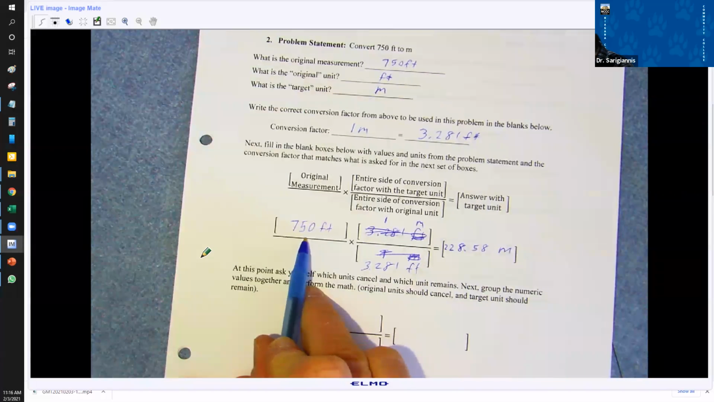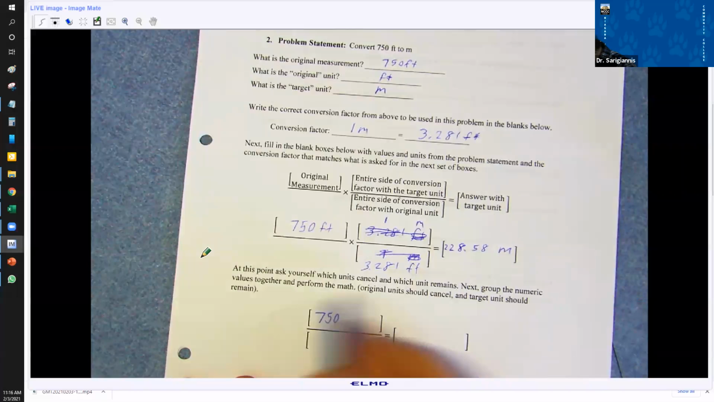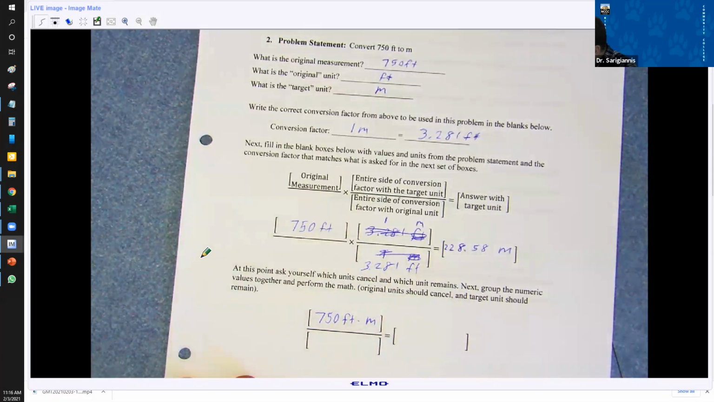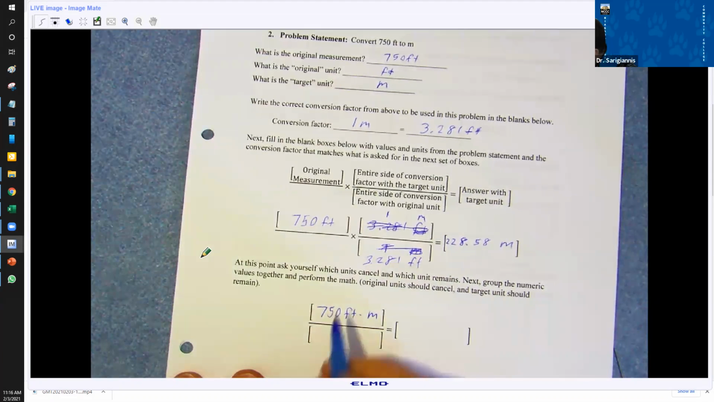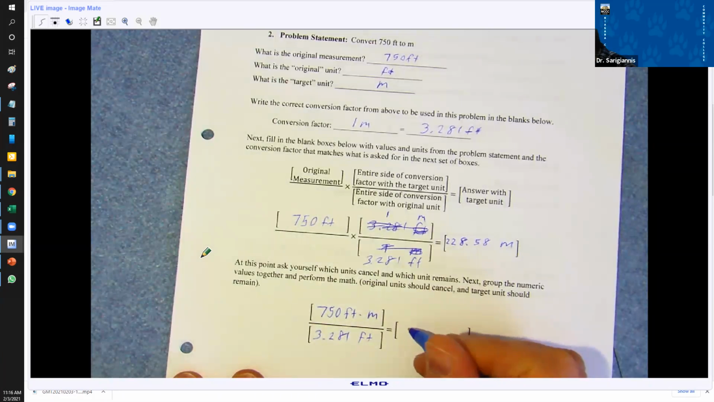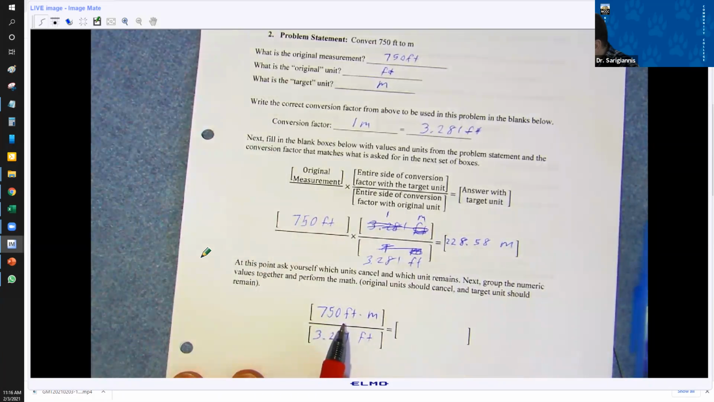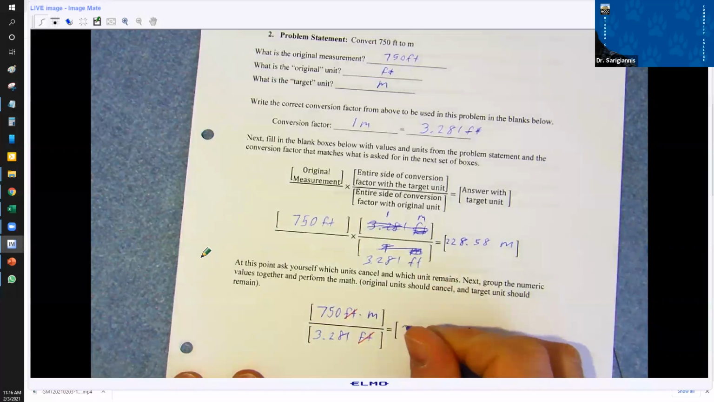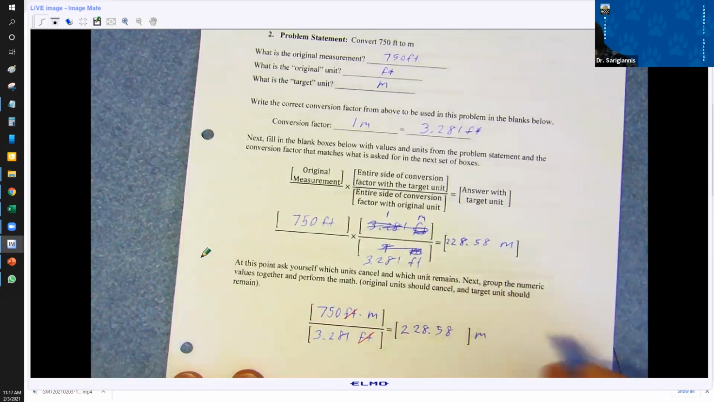Here we're going to have 750 feet times 1 meter. So I'm going to put all the units in here. I'm going to have 750 feet times a meter, and underneath I'm going to have 3.281 feet. Notice you have feet times meters divided by feet. The feet are the ones that cancel, so we're left with the meters: 228.58 meters.